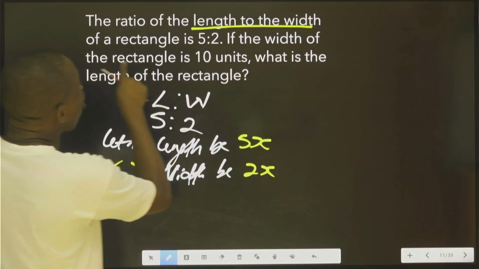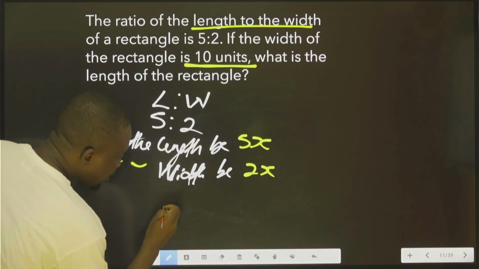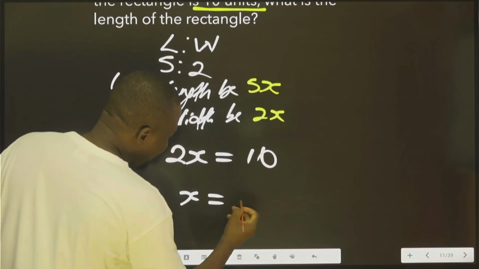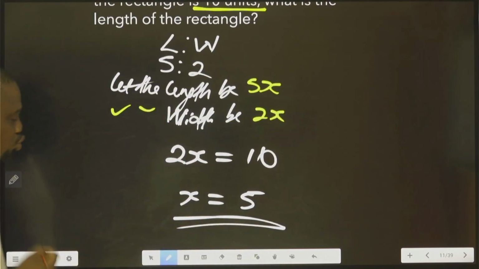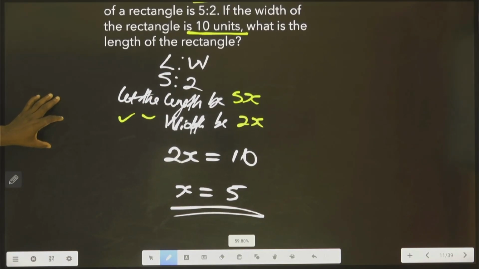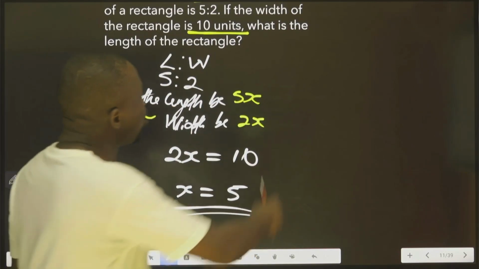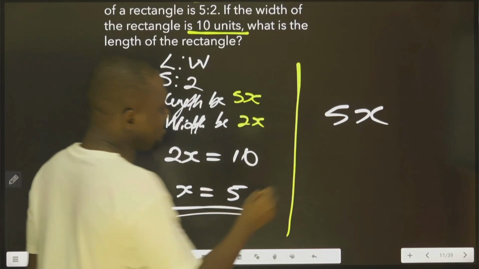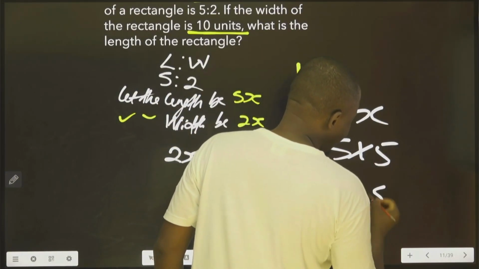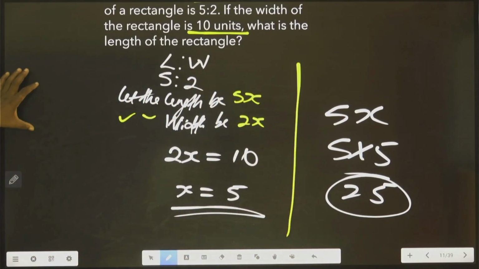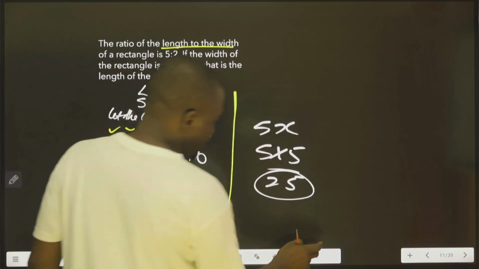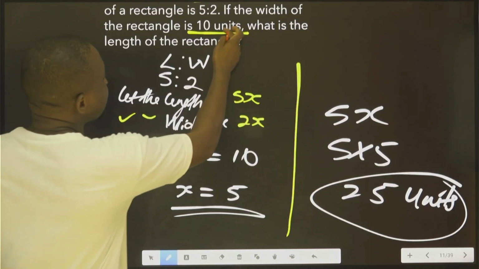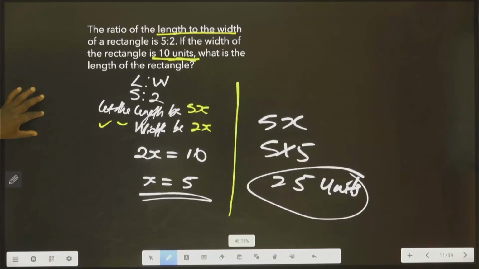If the width of the rectangle is 10, I mean 2x is equal to 10. Now we can get the x. x therefore is 5 when you divide both sides by 2. Okay? All we have to do now is to get the length, because we are asked to get the length. To get the length now, 5x, now that we know that x is 5, 5 times 5, which is 25. So 25 is the answer. That is 25 units. Because we need to leave the answer in the way it was given to us, in units. Okay? Hope you understand this.